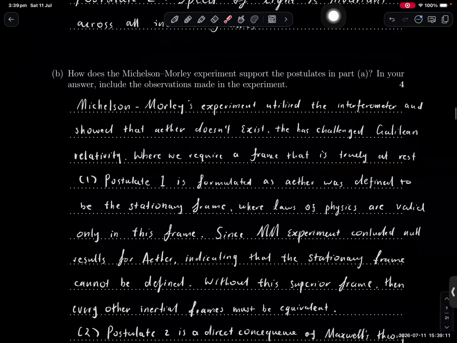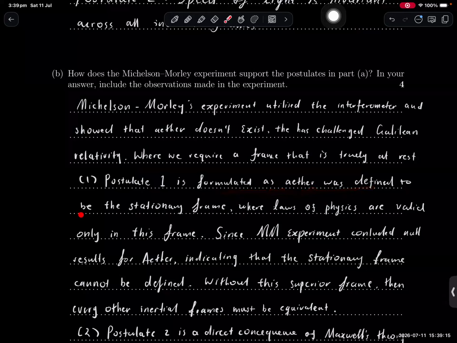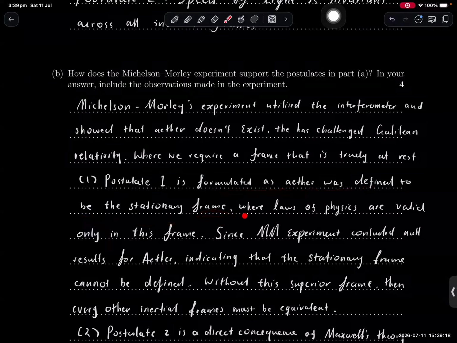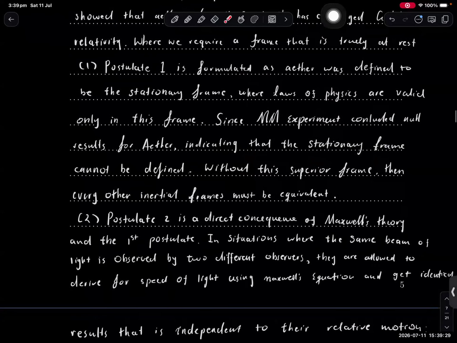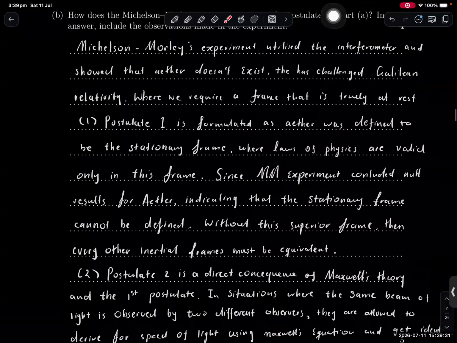Postulate 1 is then formulated as the ether was defined to be the stationary frame, and Michelson-Morley showed that it doesn't exist, right? Since the Michelson-Morley experiment concluded a null result for ether, indicating that the stationary frame cannot be defined, we don't have this special frame in which the laws of physics are valid. That means we don't have to define one, which means every other frame is equally valid.